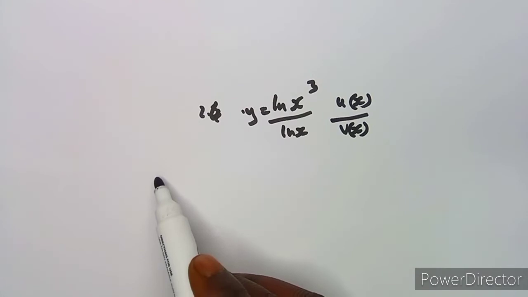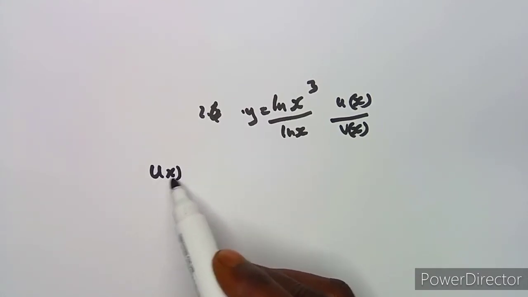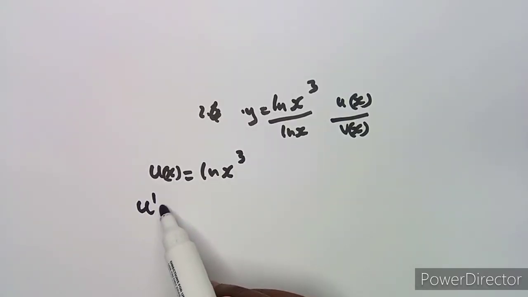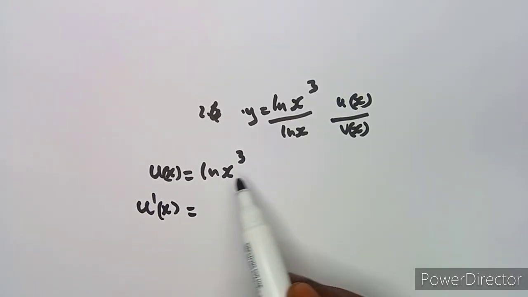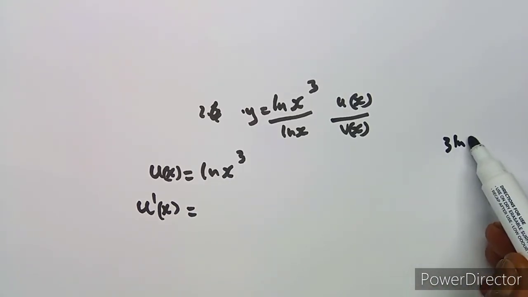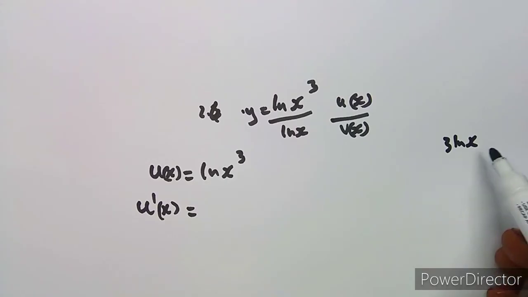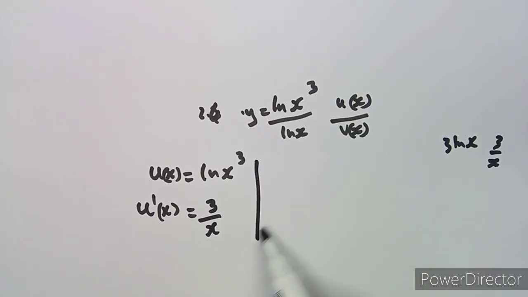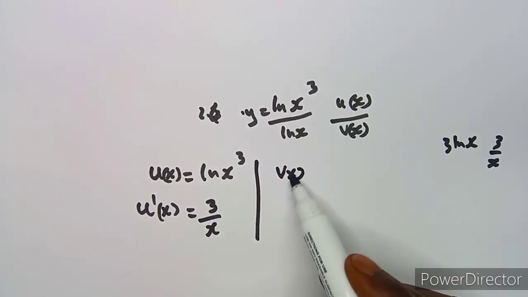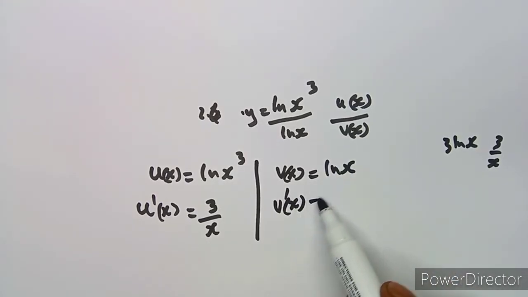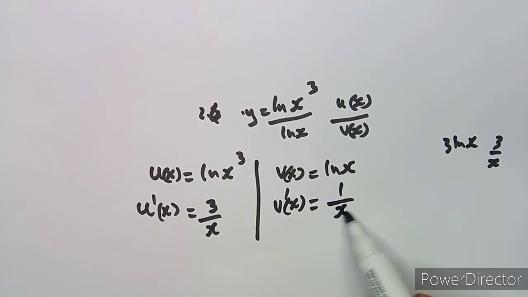Okay, so since we know our formula, there is a need for us to find the first derivative here. How are we going to find the derivative? Remember, we said this is the same as 3 ln x, so the derivative is going to give us 3 over x. All right, so this is 3 over x. We do the same here. This is our v(x), which is equivalent to ln x. So what is the first derivative with respect to x? It is going to be 1 over x.